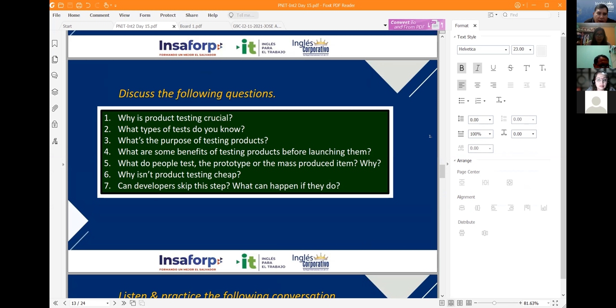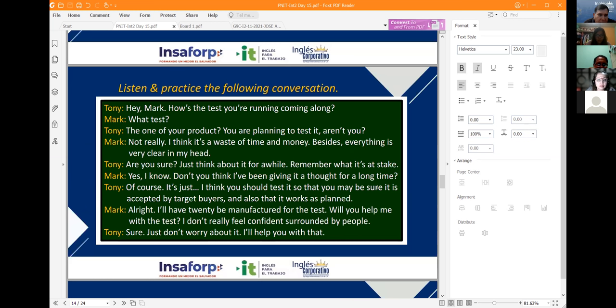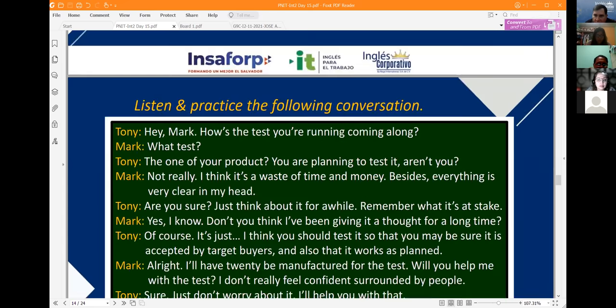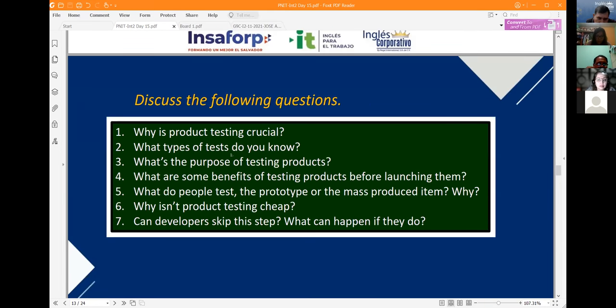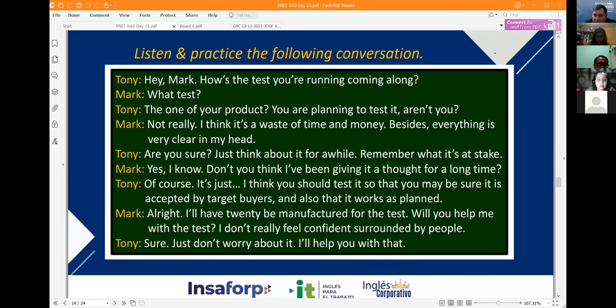Why is product testing important? Can developers skip this step? Saltarse. Can developers skip this step? What happened or what can happen if they do? Okay. Now the conversation. You're going to first discuss these questions and then practice that conversation. I'm going to read the conversation. Then you're going to be practicing.